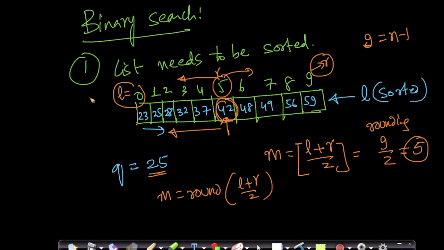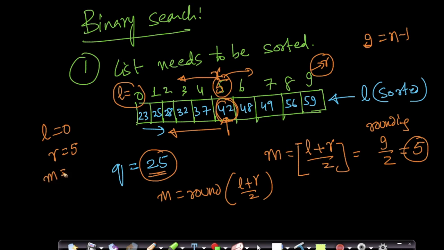So left and right basically tell me which part of the array this element can lie in, if it exists. That's what it means exactly. This is the left of the subarray that I'm interested in, and this is the right of the subarray that I'm interested in. So now since 42 is greater than 25, I will move my R to 5. Now my L is 0 and my R is 5.